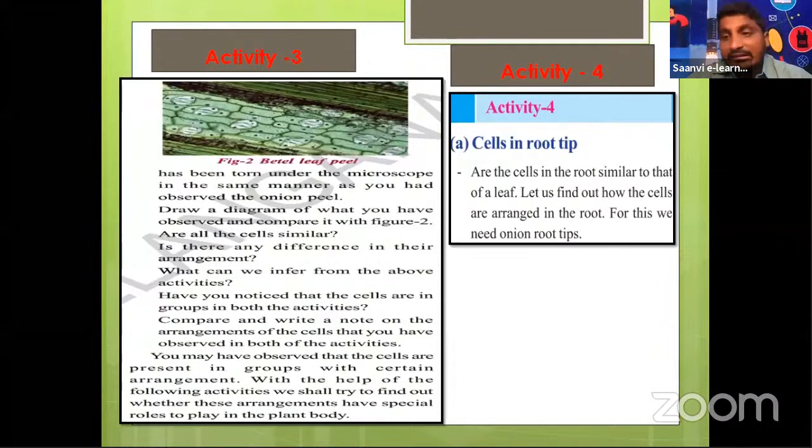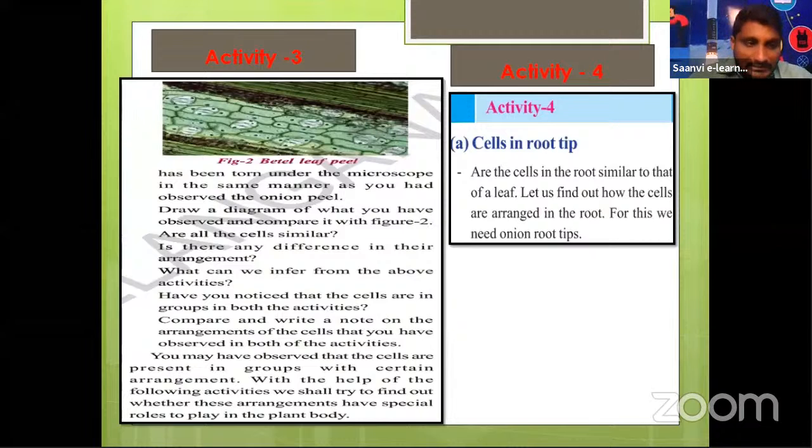Just see the two bean-shaped cells surrounded by stomata. Why is this arrangement, and why are those in that particular bean shape? To perform a specific function, to give protection for the particular stomata. So for that, some of the cells can arrange in a different way or modify also. So that we infer from the above activities.